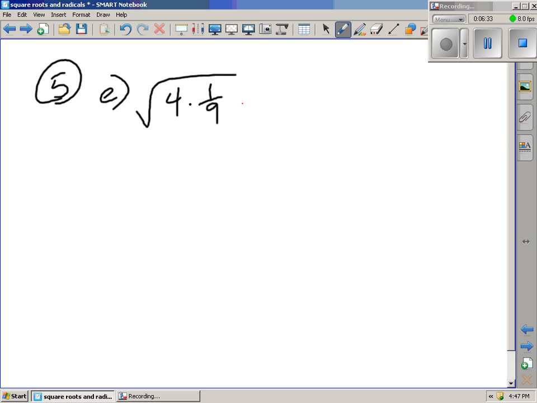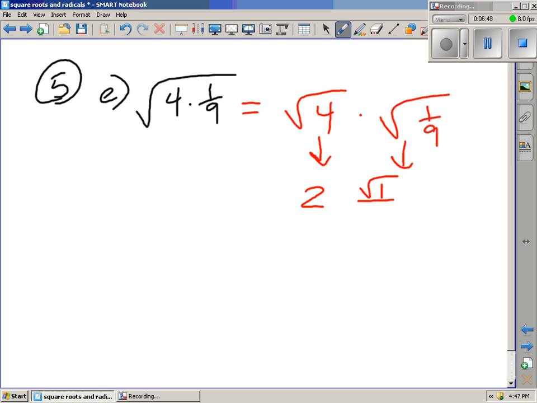All right, E, I'm going to break this up into the square root of 4 times the square root of 1/9. The square root of 4 is equal to 2. And then we're going to apply the second property that you learned where we can split up the radical when we're dividing. So we have the square root of 1 over the square root of 9, and that's all multiplied by 2. The square root of 1 is equal to 1. And the square root of 9 is equal to 3. So we have 2 times 1/3, which is equal to 2/3.